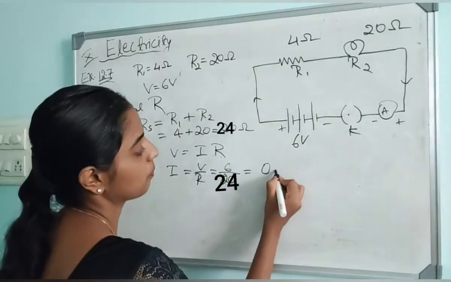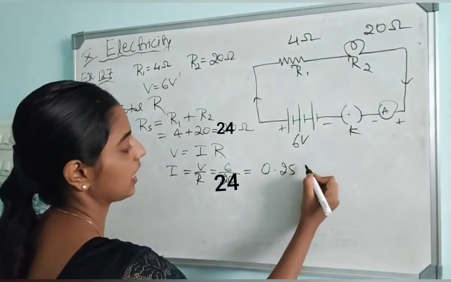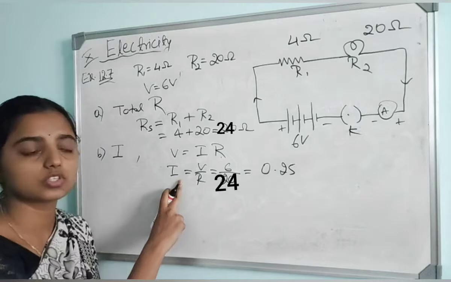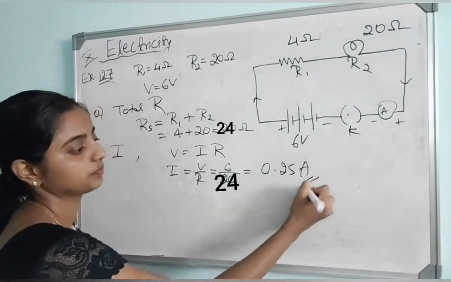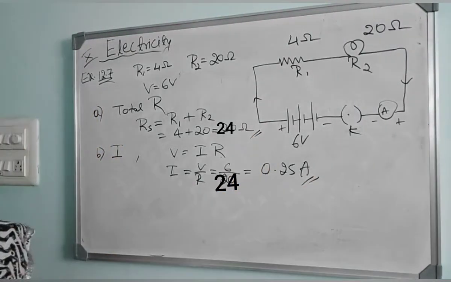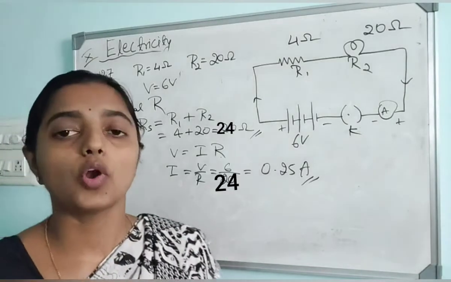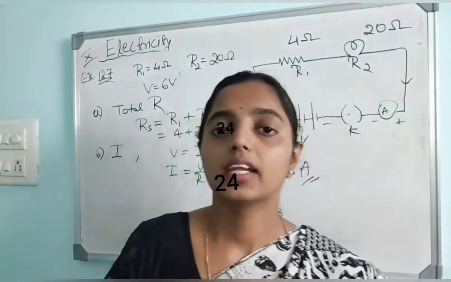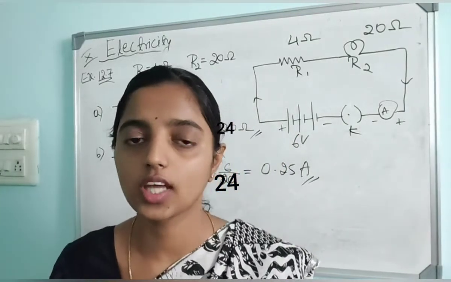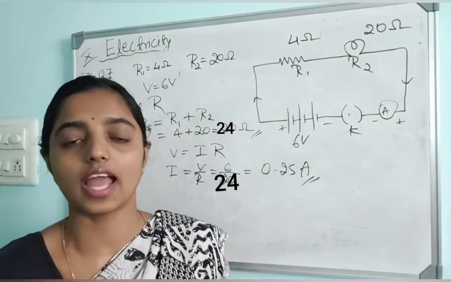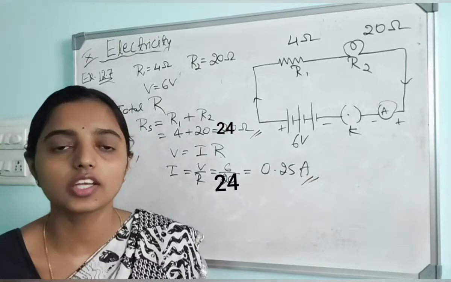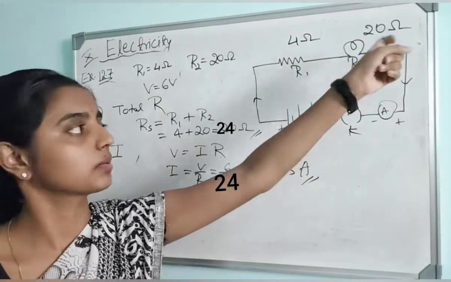So here we will get 0.25 as the answer, and the SI unit of current is ampere. So this is the second answer. Now look at the third question. What are they asking? They are asking us to find the potential difference at each resistor. That means in the third question we have 2 sub-questions. They are asking us to find the potential difference at R1 and at R2.